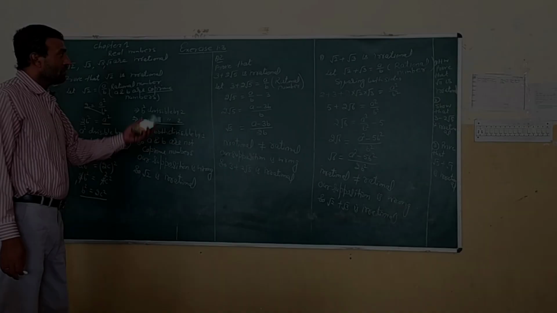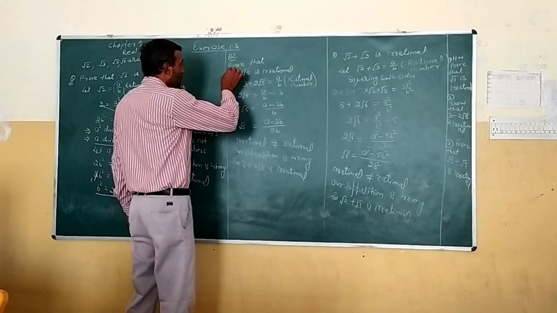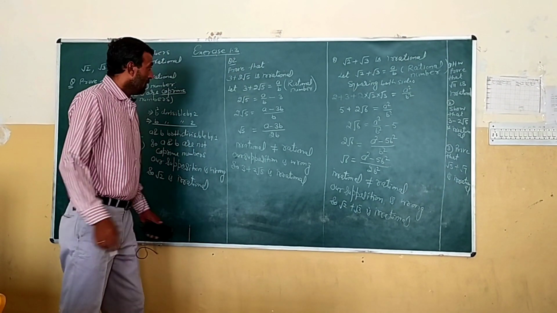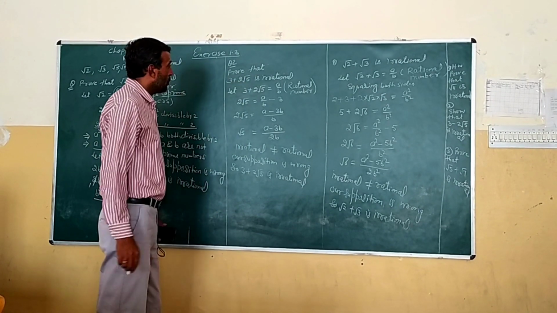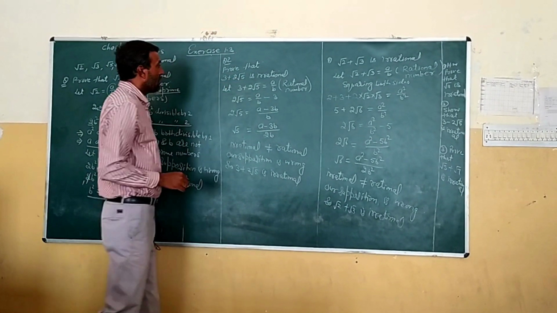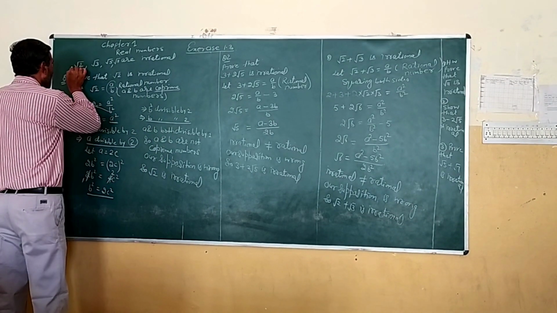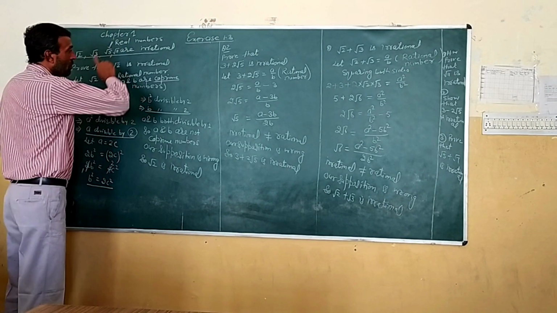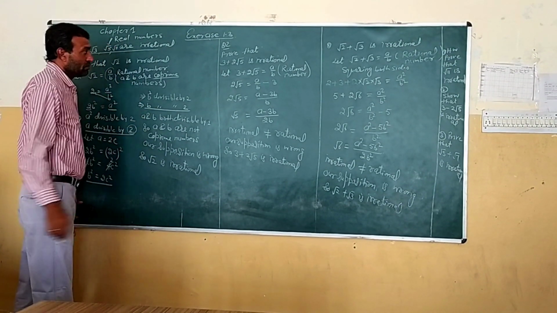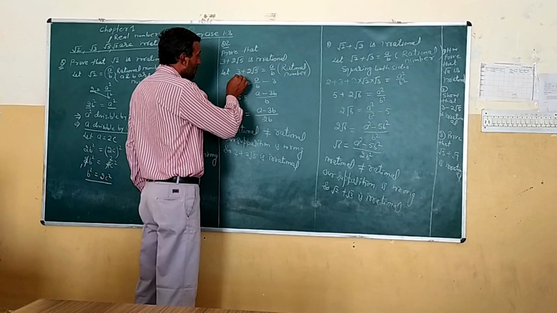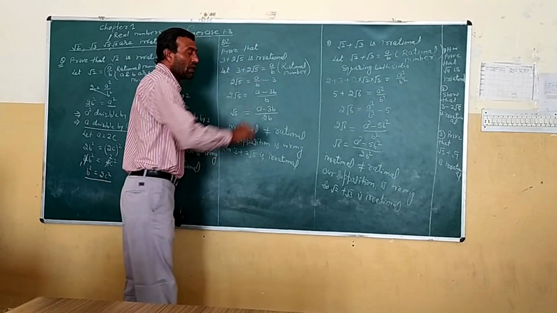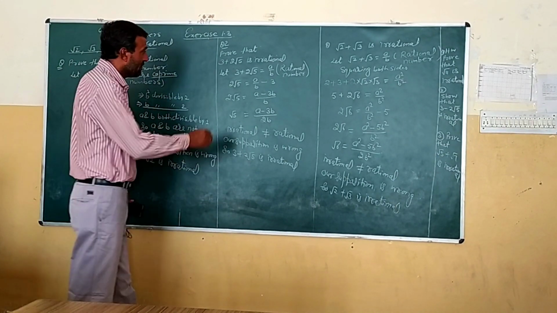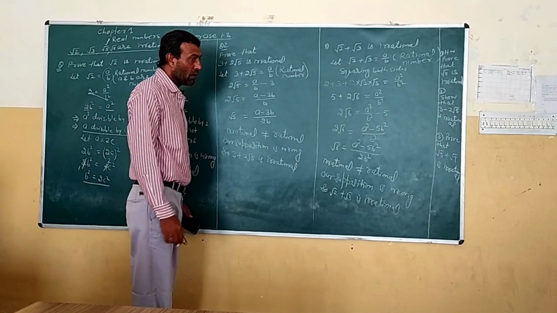Now we discuss question number 2: prove that 3 plus 2 root 5 is irrational. When we have to prove this, we take help of the theorem that root 5 is irrational. In the same way, we suppose 3 plus 2 root 5 is equal to a upon b, a rational number.